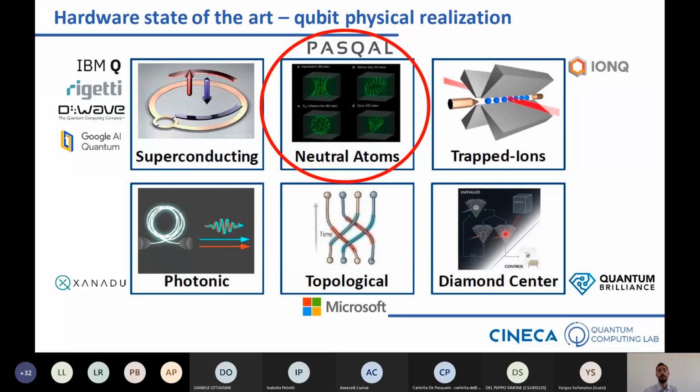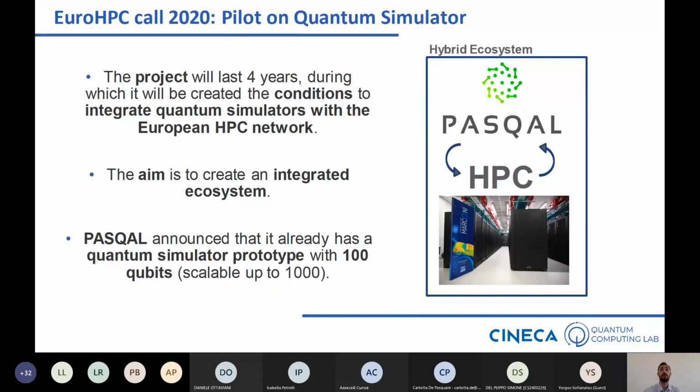Why am I focusing so much on this device? Not only because it's one of the few European technologies, but also because Pascal has been chosen by this project. It is called Pilot on Quantum Simulator. It's a EuroHPC project, and this project will last for years.